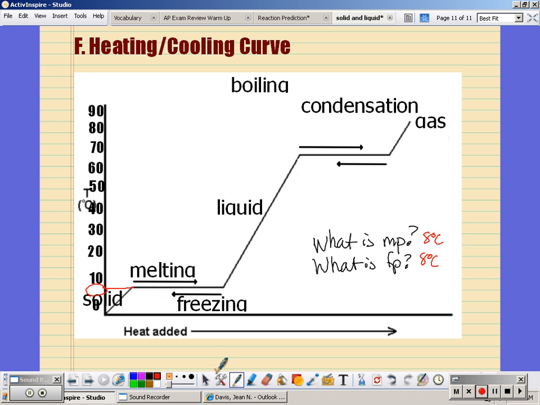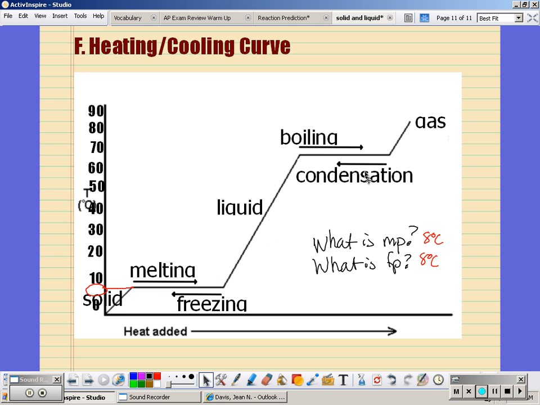What do you call it when you go from a liquid to a gas? Well, that's called boiling. What do you call it when you go from gas to liquid? Well, that's called condensation. Notice that those 2 phase changes happen at the same temperature. So if the question said, what is the boiling point of the substance? Or what is the condensation point of the substance? All we would have to do is take our line, go straight across, and read the temperature. It's just below 70, so let's say 68 degrees Celsius.